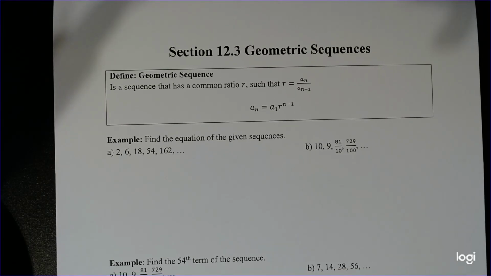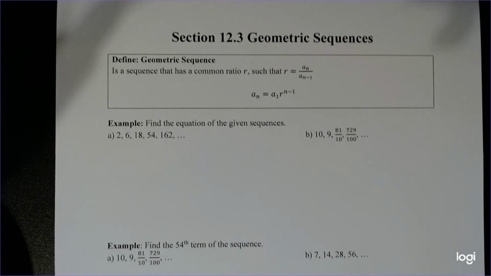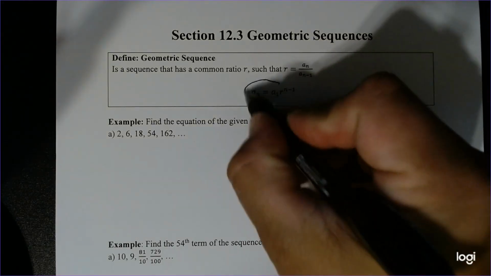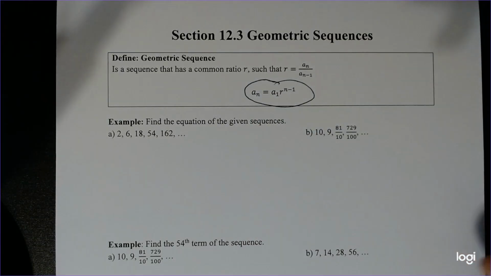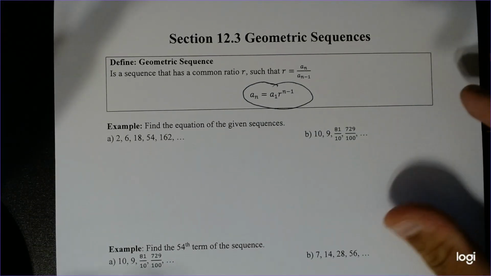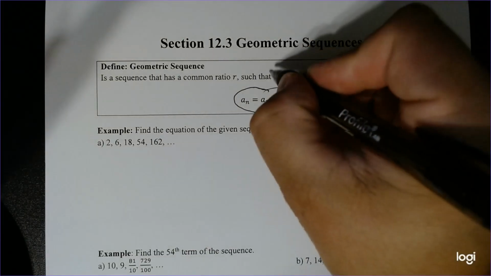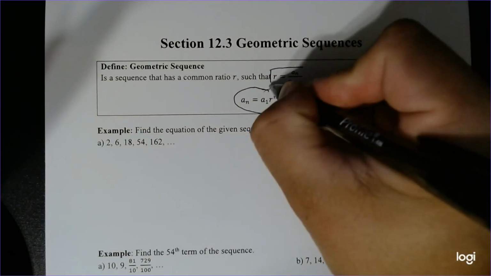Geometric sequences. Geometric sequences are very similar to arithmetic. Remember there's three different types. Arithmetic goes into linear, geometric actually goes into exponential, and that's exactly our definition of a geometric sequence. Because we have an exponential, we have a common ratio now, where it's a division.